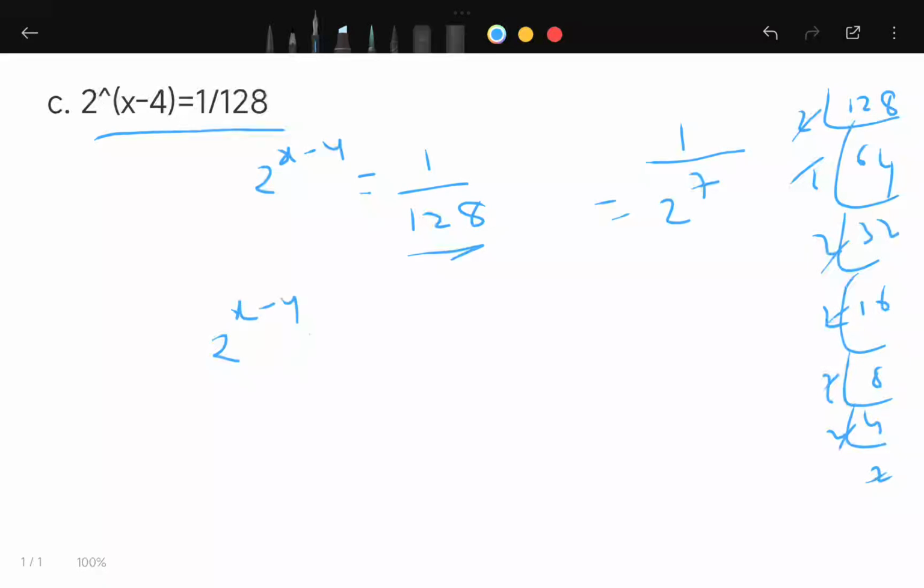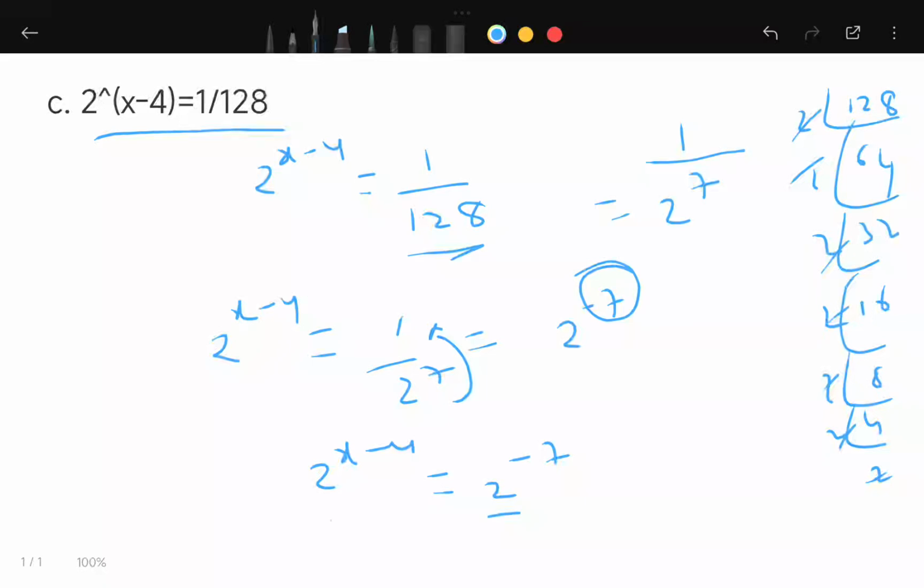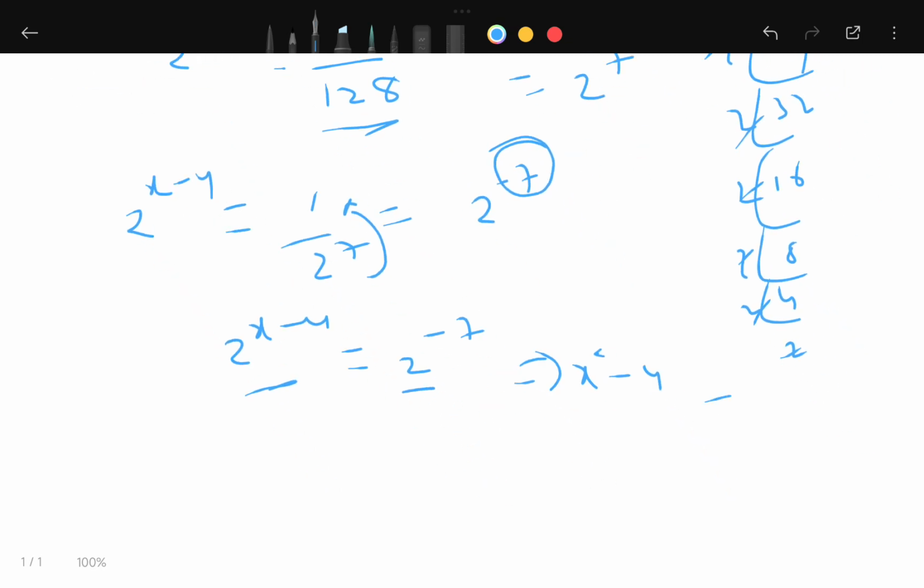So 2 power x minus 4 equals 1 by 2 power 7, which, if we bring it to the numerator, becomes 2 power minus 7. 2 power x minus 4 equals 2 power minus 7. Bases are equal, so powers should also be equal here. x minus 4 equals minus 7. x equals 4 minus 7, which is 3. Sorry, not 3, minus 3.